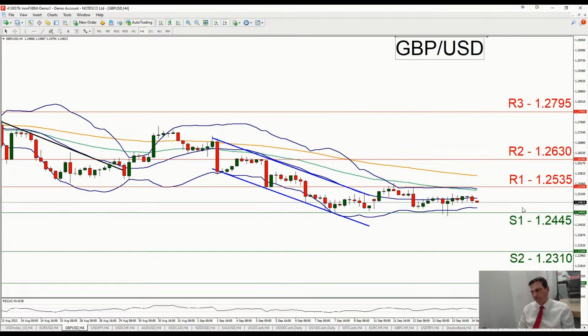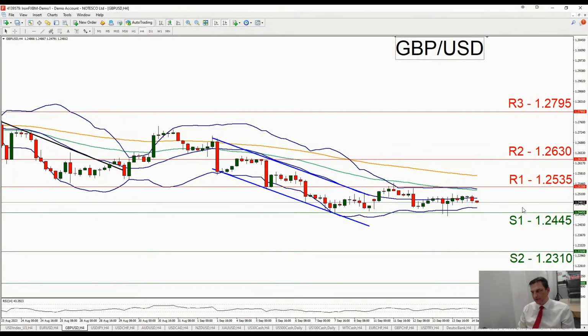So, in my opinion, I think BOE is going to be focusing on inflation mostly, and that may allow it to hike rates. Yet at the same time, I wouldn't be surprised to see the bank actually issuing a warning about the economic outlook of the UK.